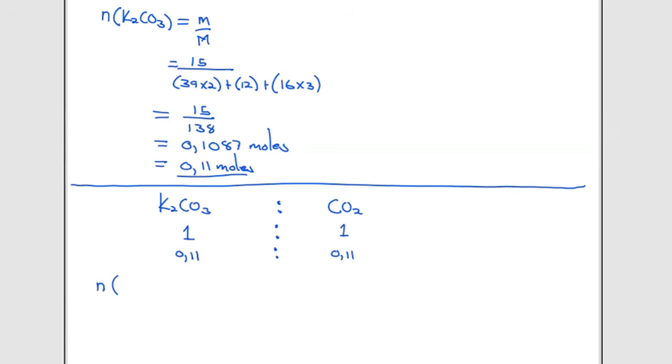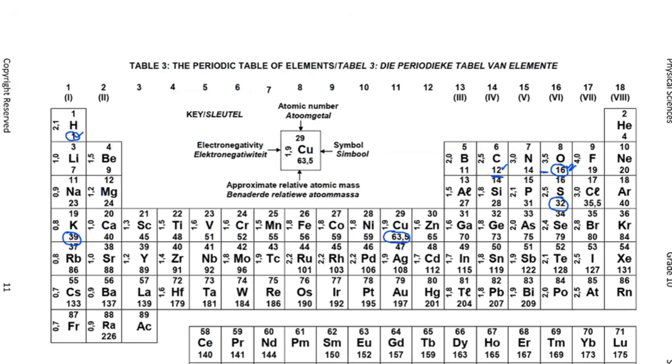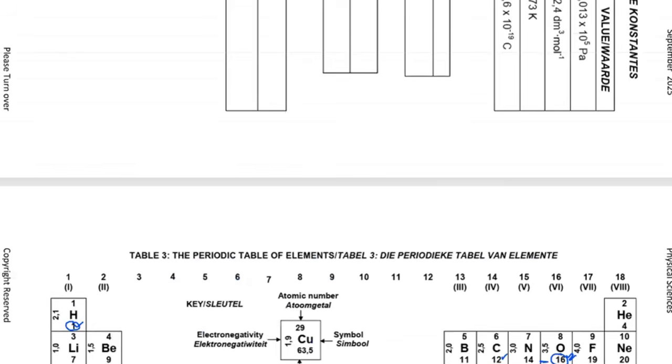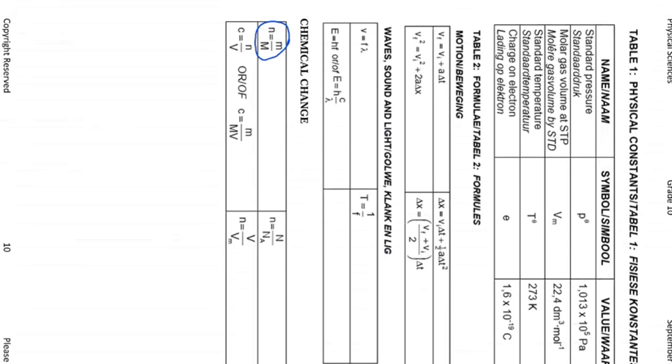Then after that, I'm going to say the number of moles of carbon dioxide, CO2, right? Remember, this is a gas, so I'm going to say V over Vm, right? Just to confirm with the data sheet where you find this formula, okay, there it is.